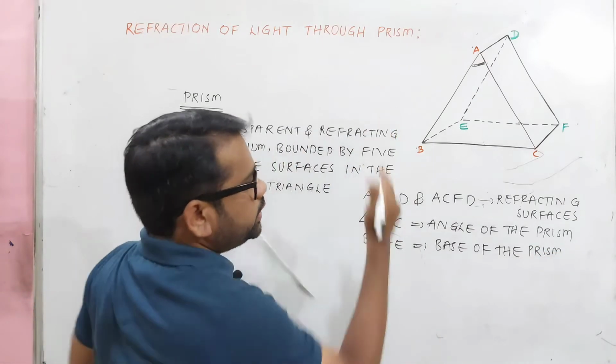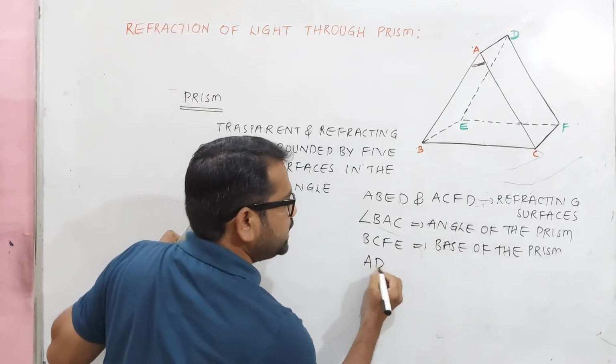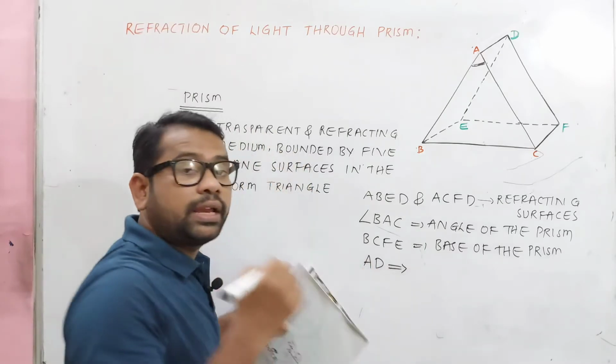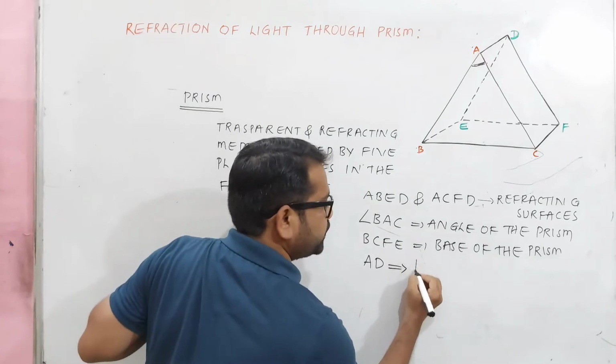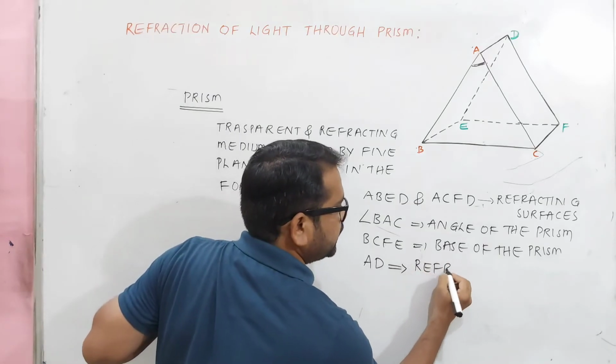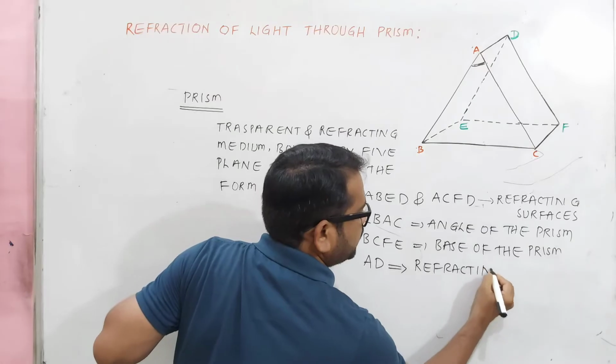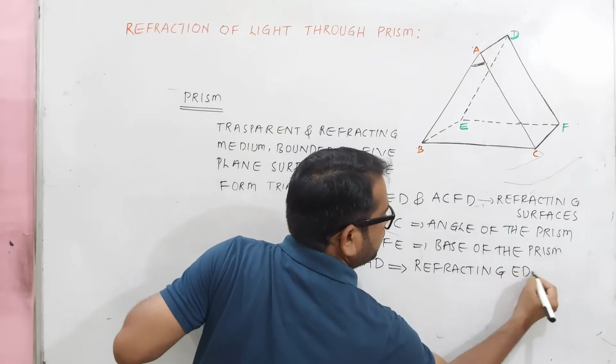Now dear children, here AD in the figure is called a refracting edge. It is called the refracting edge.